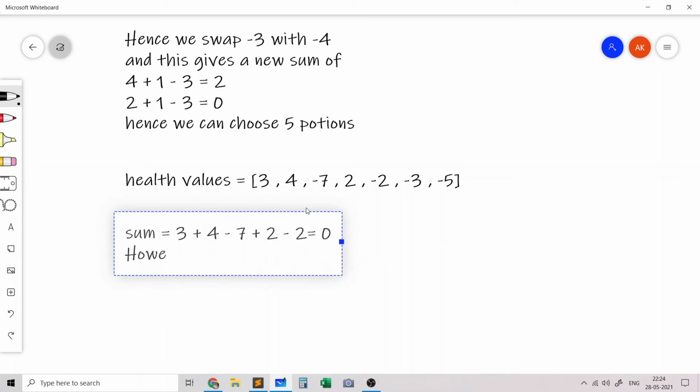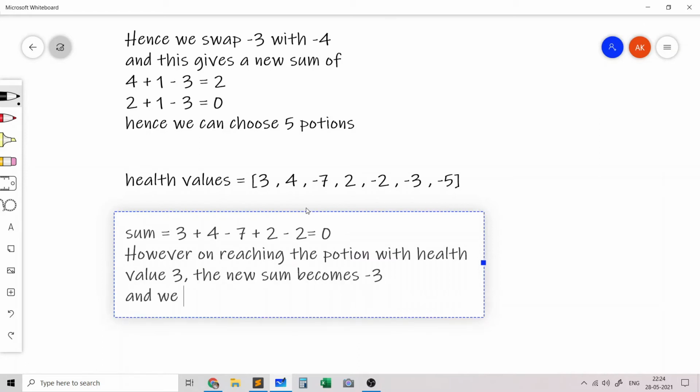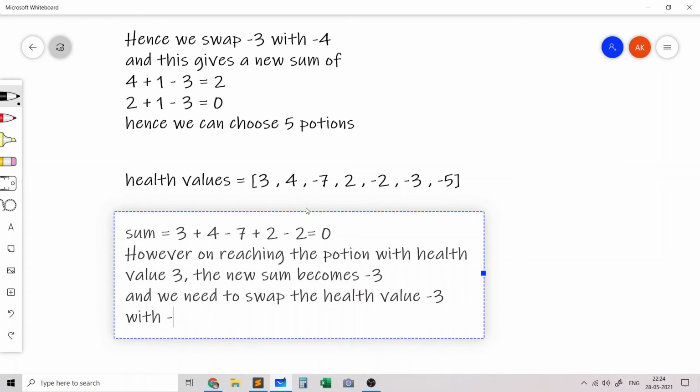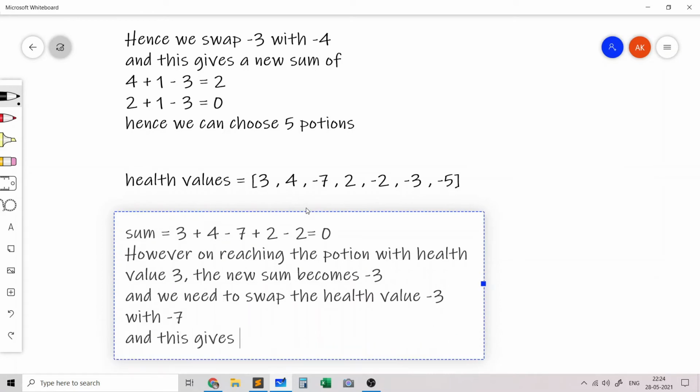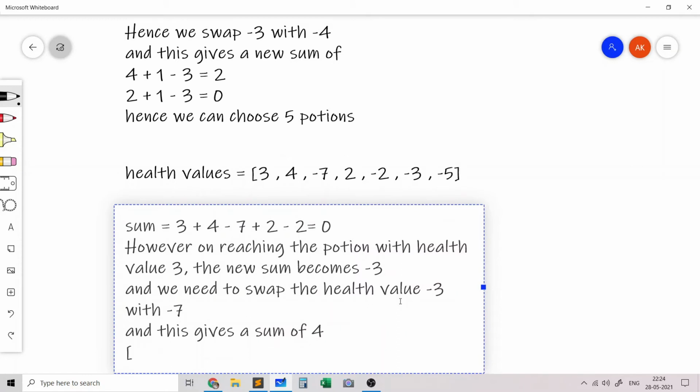However, once we come to the potion with health value -3, the new sum becomes negative 3, and we need to swap the health value negative 3 with minus 7, and this gives a sum of 4. So basically we've swapped those two health values, and the new list of what we have taken becomes 3, 4, 2, minus 2 and minus 3. This is the new list.